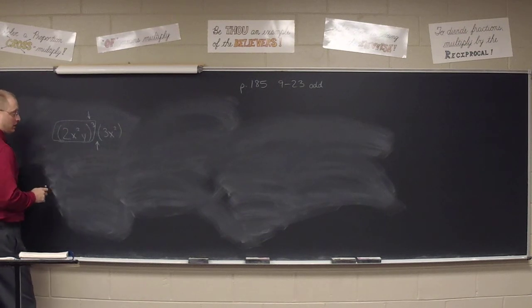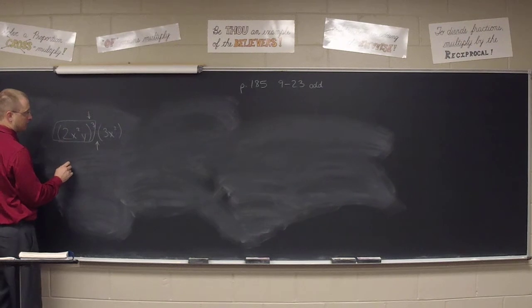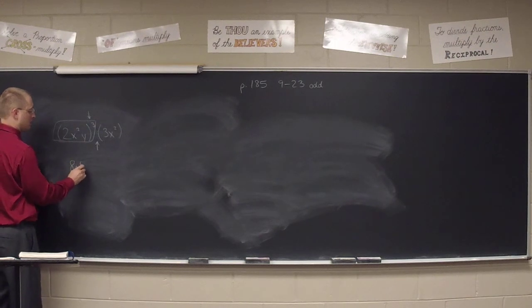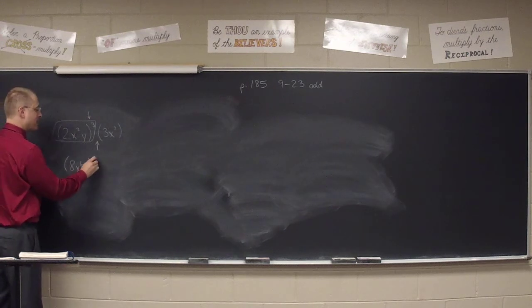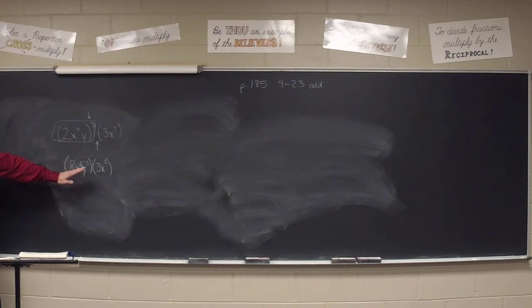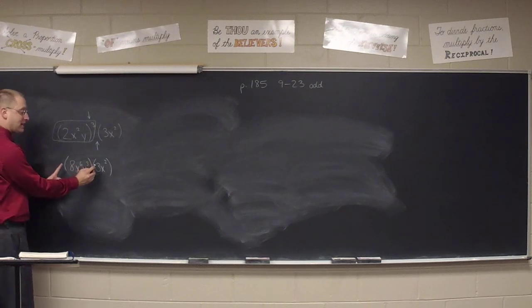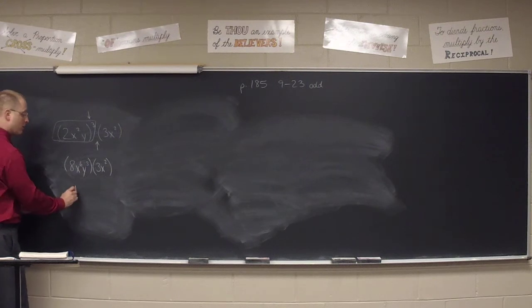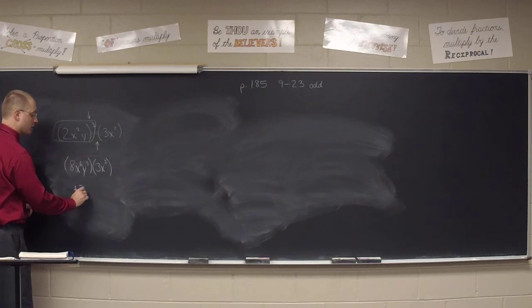What will I get here, Dylan? 8 x to the 6th, y to the 3rd. Good. And then I can now multiply that by the 3x squared. But now we're multiplying, not raising to a power. We still do sign, number, letter. Sign, class? A positive. Number? 24. 24 as we multiply.